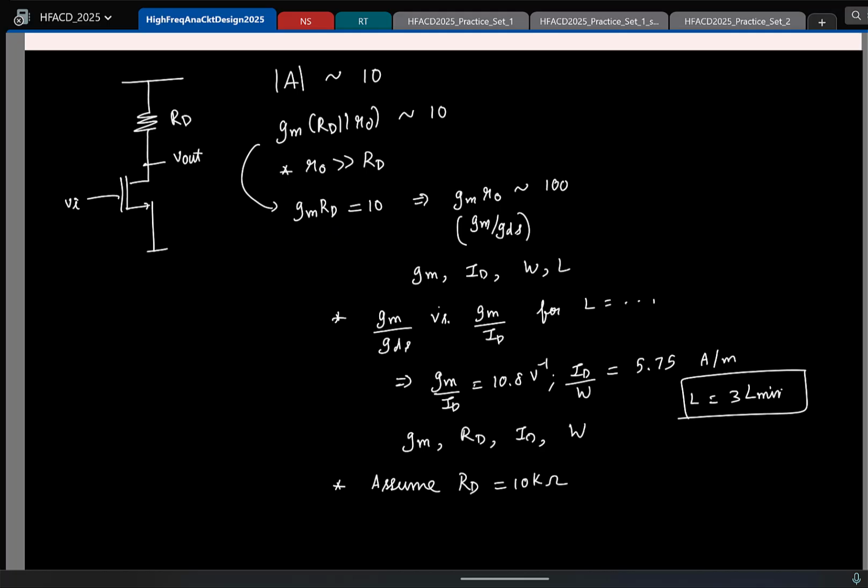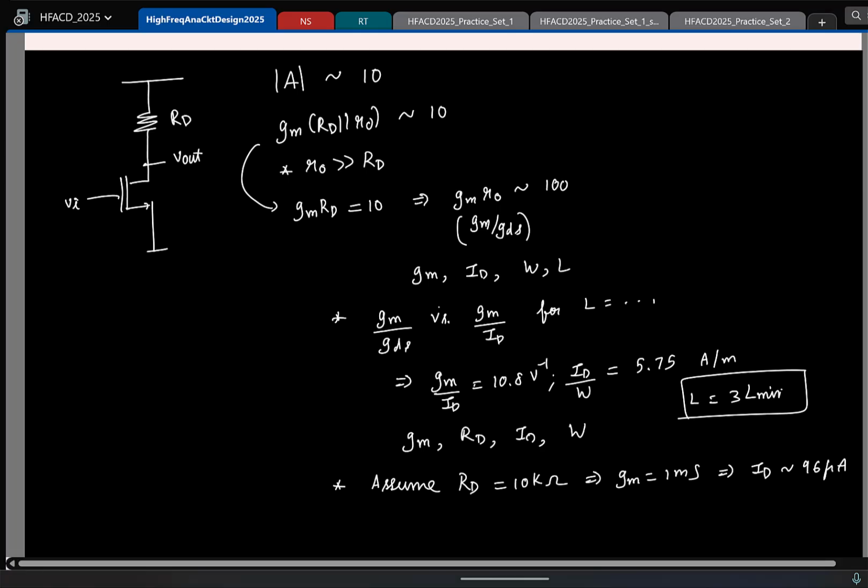1 millisiemens. Correct. So now I know gm. From this I can find the drain current. The drain current is gm by 10.8. So I think that came out about 96 microamps or something. I'll directly give the number.